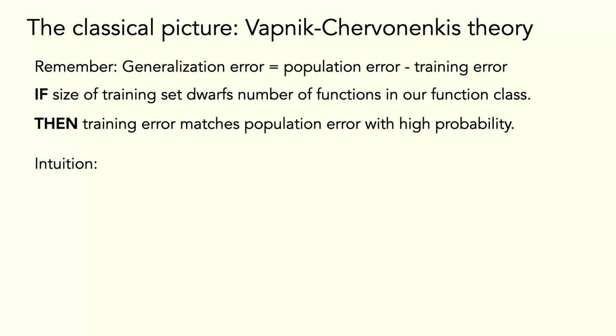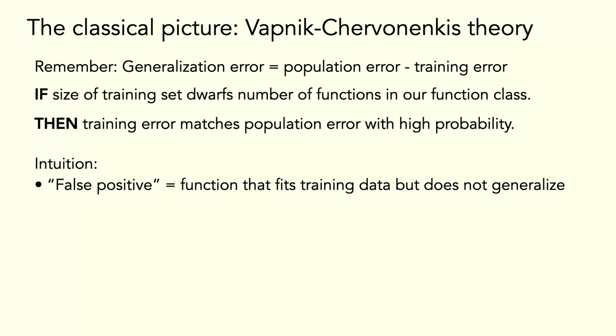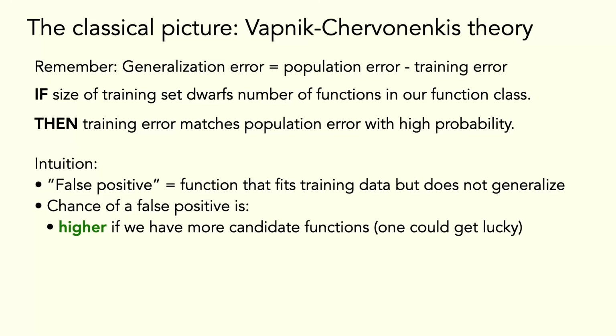Okay, so the intuition is like this. We could define something called a false positive, which would be a function that fits the training data but has high population risk. A function that just gets lucky, it fits but it doesn't generalize. So what is the chance of getting a false positive if I'm searching over all of the different candidate functions in my function class? The chance of getting a false positive will be high if we just have more candidate functions. Like if I just have more candidate functions, there's more random ones that will get lucky, right?